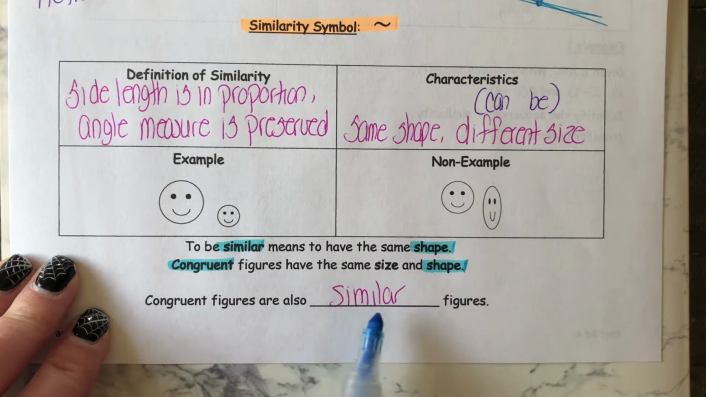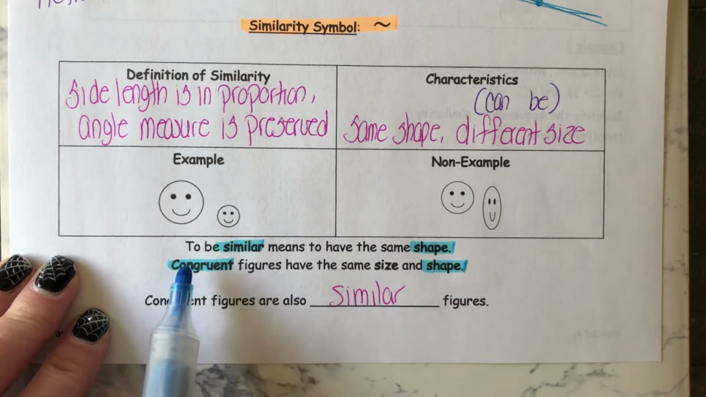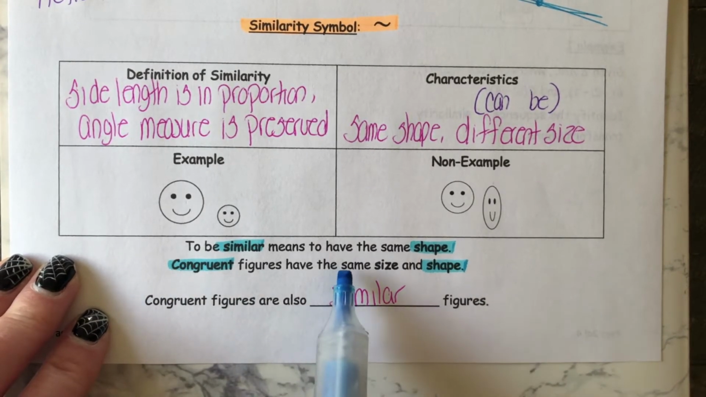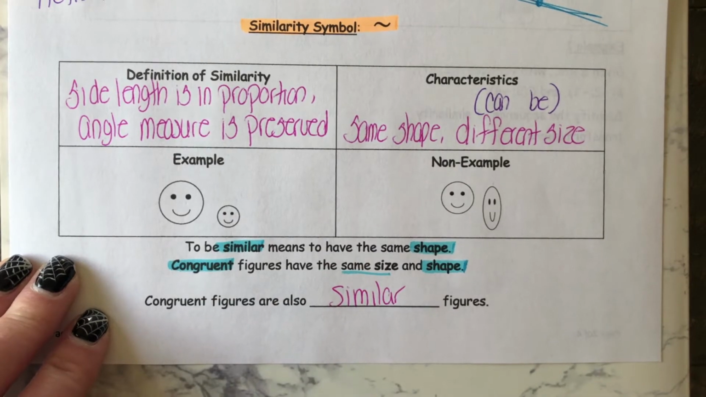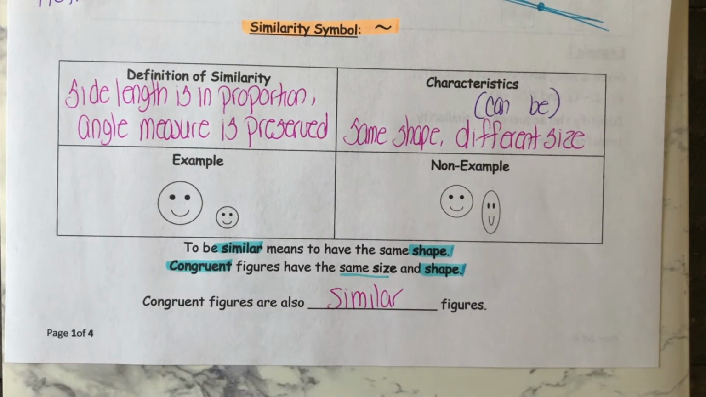All right, but I can't say them in reverse, because if I'm congruent, that means I really have the same size and the same shape. All right, so be careful. Let's move on to the next page.